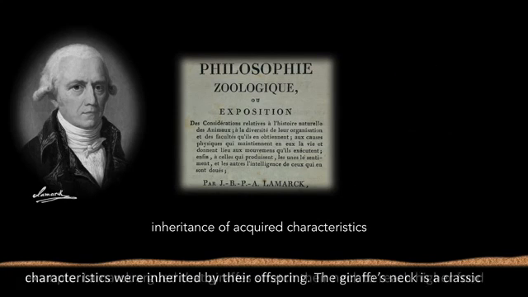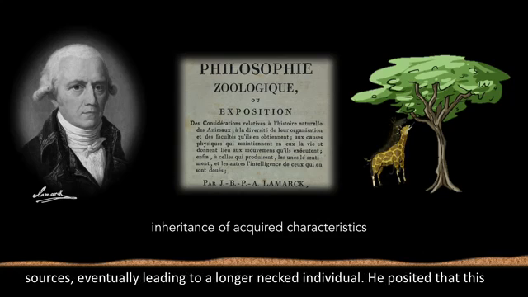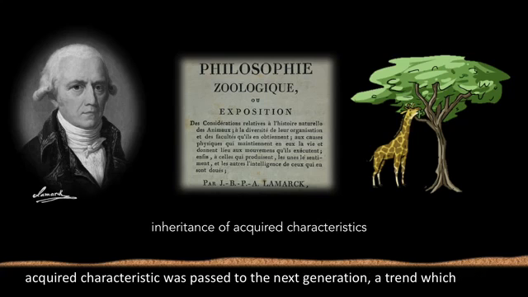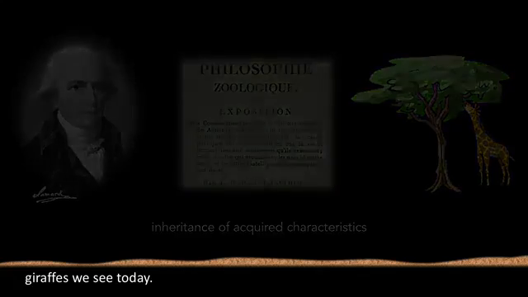The giraffe's neck is a classic example. Lamarck argued that giraffes stretch their neck to reach higher food sources, eventually leading to a longer-necked individual. He posited that this acquired characteristic was passed to the next generation, a trend which continued in successive generations, eventually leading to the long-necked giraffes we see today.